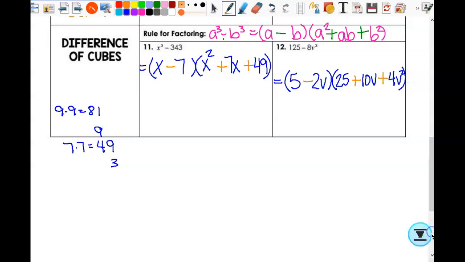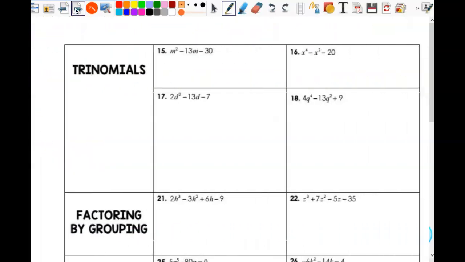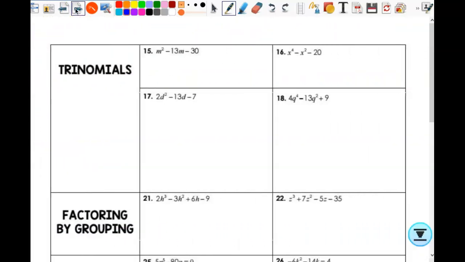Y'all agree with that? Okay. Any questions? I know I'm going quickly, but this is a review, so I want to make sure I get through all these different kinds. If you got to slow it down, you can go back and practice slower on your own, but none of this is being taught from scratch. Okay, let's look at trinomials.